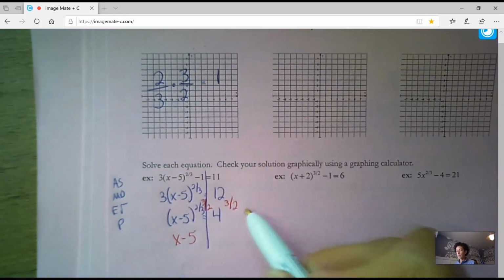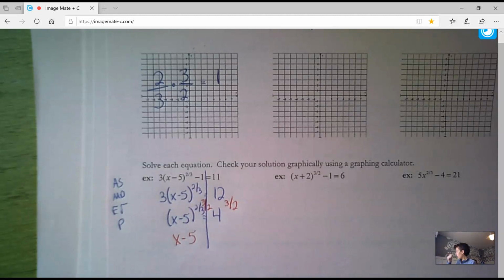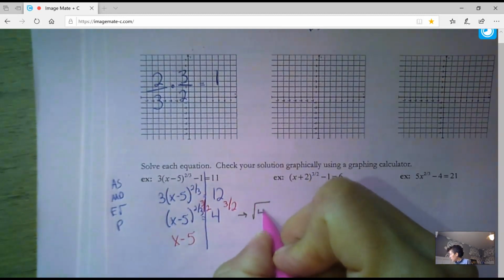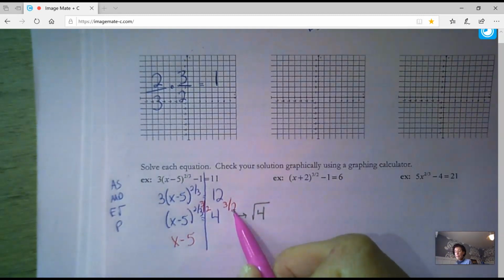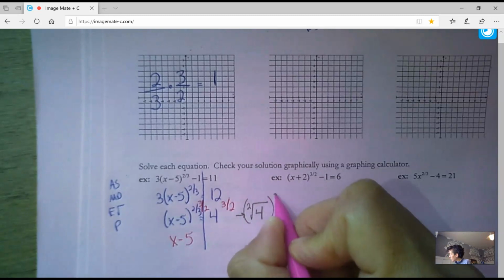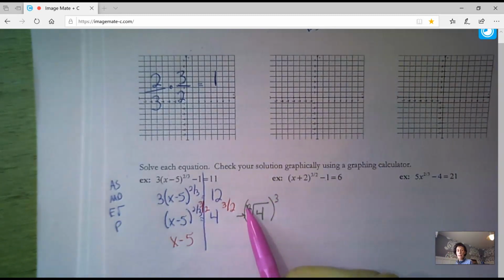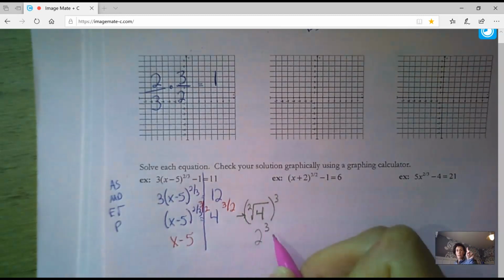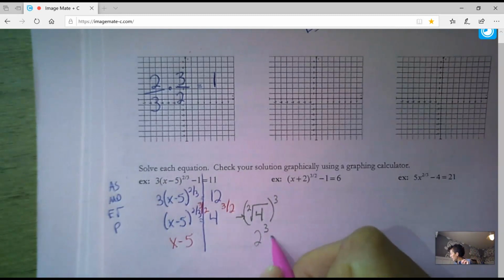So this 4 to the 3/2 power, this is just a reminder of what we talked about. This can be written as a radical. And remember, the denominator becomes that little index number, and the numerator becomes the exponent. So what happens is I'll be taking the square root of 4, which is 2, and then I'll take that 2 to the 3rd power, so 2 times 2 times 2, and I'm going to get 8.